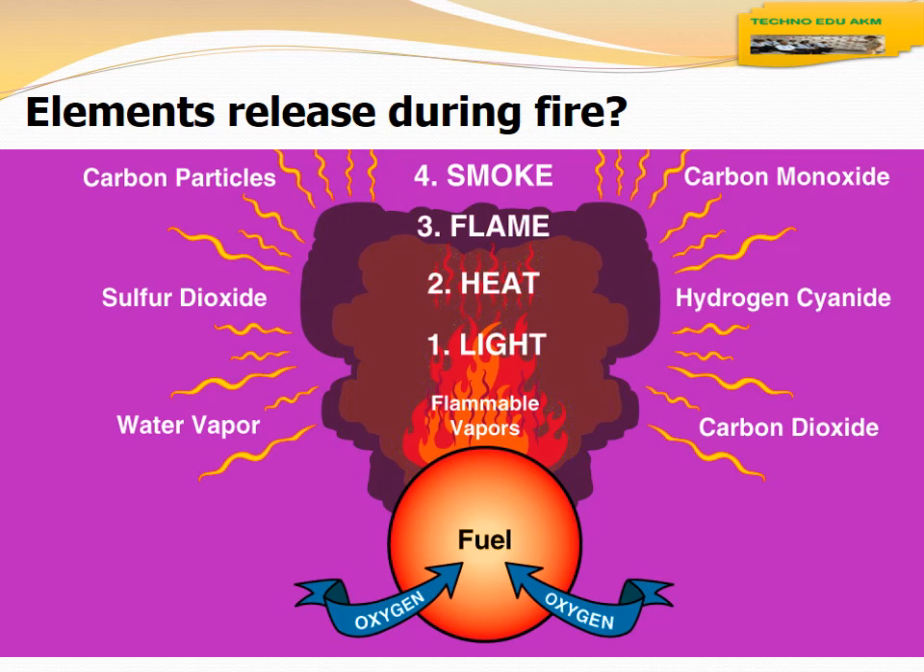Now, friends, it is clear to all of you that fire is a chemical chain reaction that occurs when a combustible material is exposed to oxygen, during which oxidation results in the release of heat, light, flame, or smoke, along with various reaction products also. For example, carbon particles, sulfur dioxide, water vapor, carbon monoxide, hydrogen cyanide, and carbon dioxide, etc.